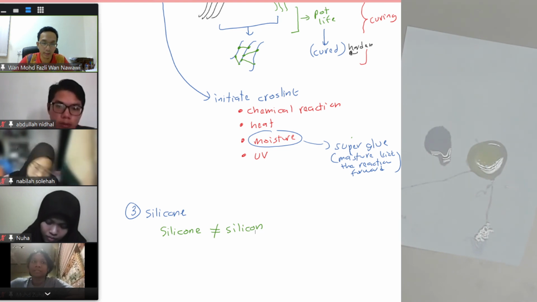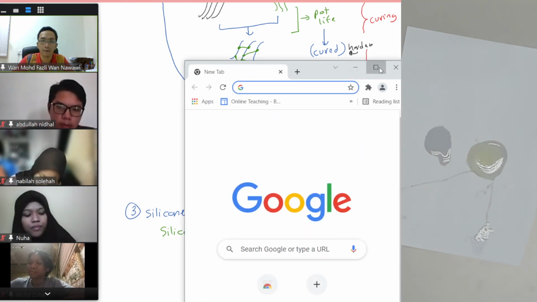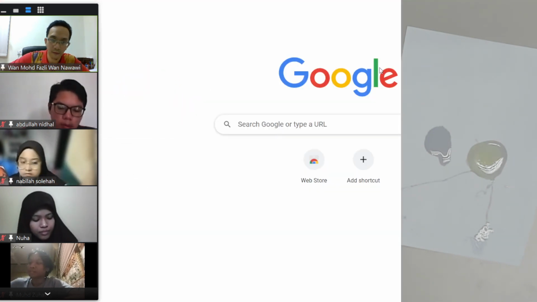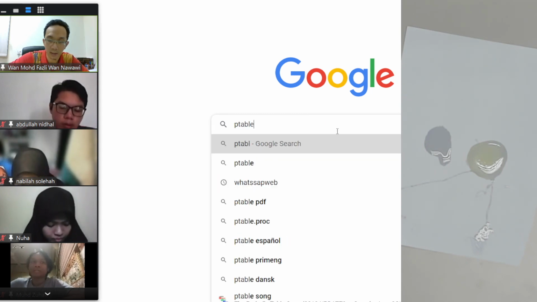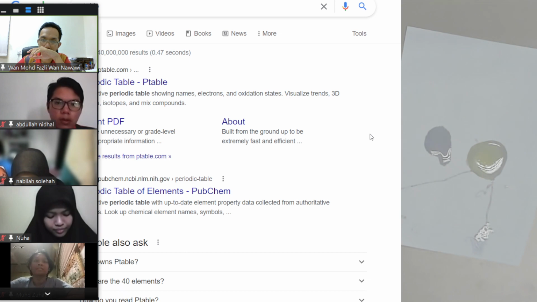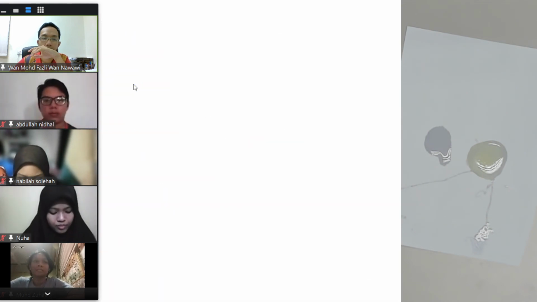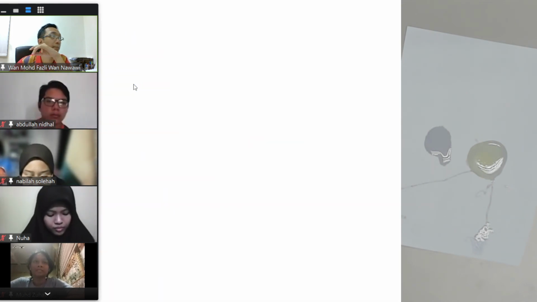Let me open this periodic table. Here, you have this PT table. You can see it, right? So you have silicon there, under the metalloids.